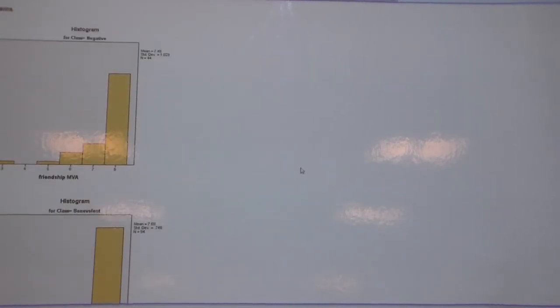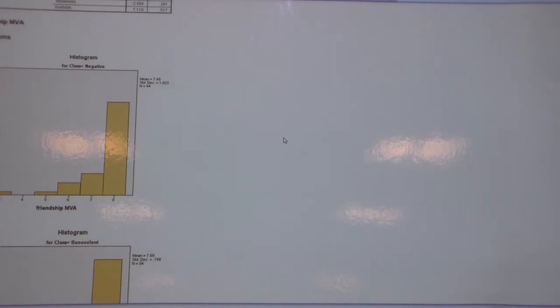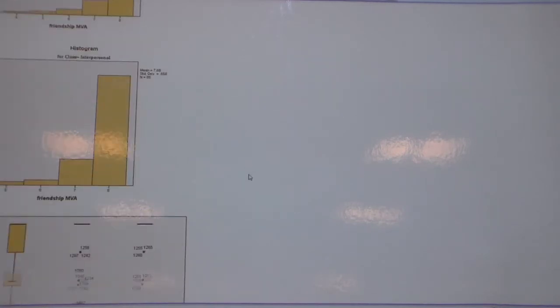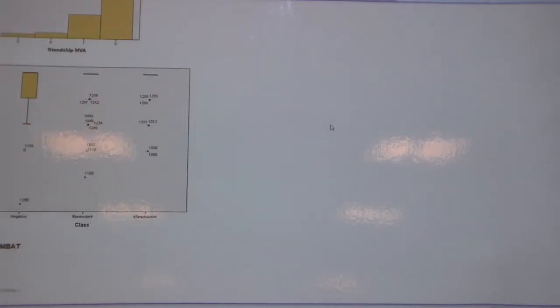We can start to see what that's looking like. So this is going to be our ratings for willingness to provide friendship to people in motor vehicle accidents. This is our negative group. This is our benevolent group. This is our interpersonal group, right? Those are all not great. Your box plot is looking terrible, right?